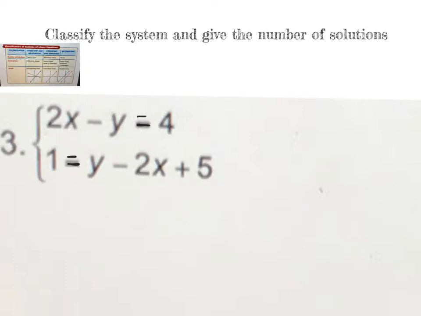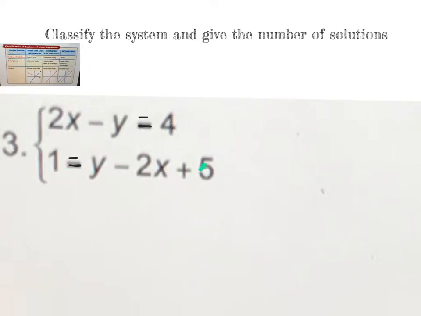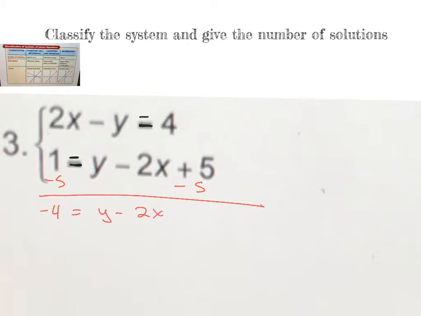If I was to solve these, I would probably solve by making this one y equals mx plus b. So look at them both and try to figure out what method to use. My gut is to take the bottom one and transform it into standard form. So I'm going to subtract 5 on both sides, and I'm going to get negative 4 is equal to y minus 2x, which is the same thing as, by the commutative property, moving this in front. Negative 2x plus y is equal to negative 4.